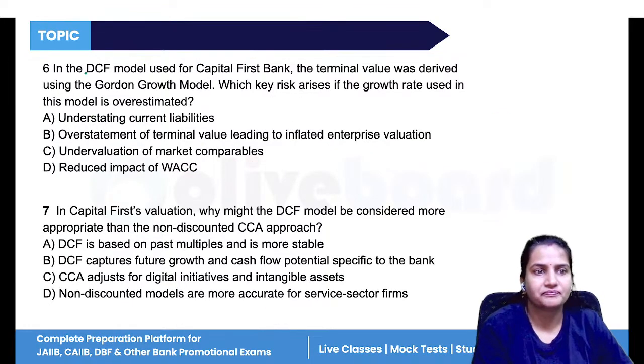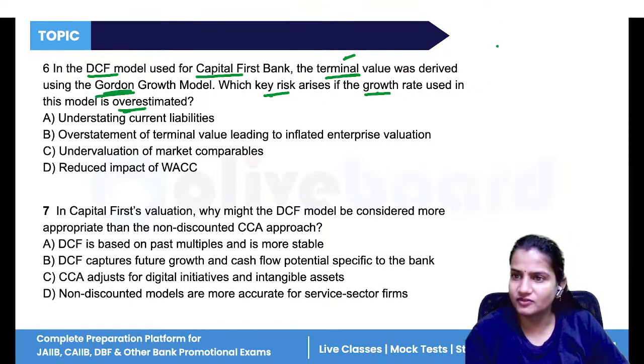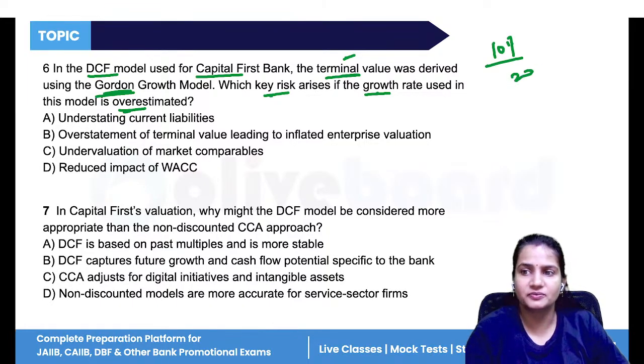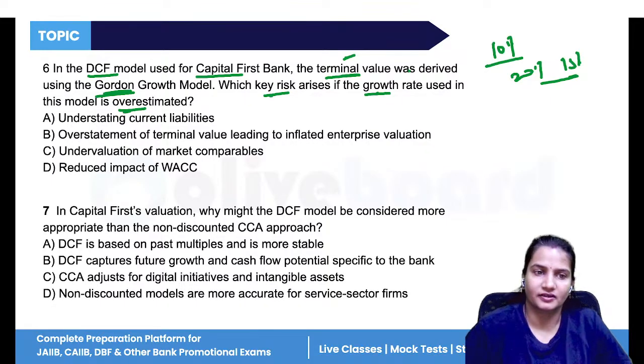Now, the question is given first. In the DCF model used for Capital First Bank, the terminal value, the final closing value, was derived using the Gordon growth model. Now, in using the Gordon growth model, what key risks arise if the growth rate we have assumed is overestimated? Means if the growth rate is 10%, we have estimated that it is 20%, or 15%. So what are the risks related to the growth rate?